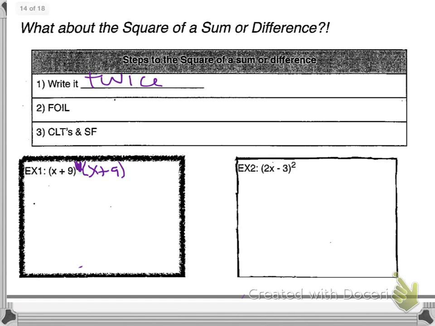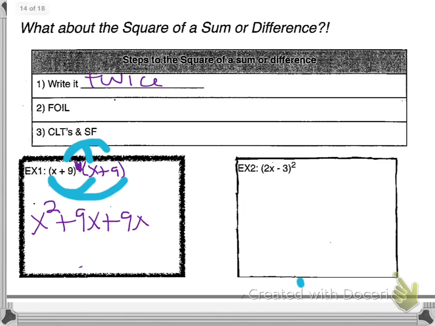So we're going to take the same steps that we were doing before. We have first x times x, which would be x squared. And then we want to do outer. So we have plus 9x. Then we want to do insides, which happens to be the same number, plus 9x. And then we want to do last, or plus 9 times 9, which is 81. So we get x squared plus 18x plus 81 when we combine like terms.